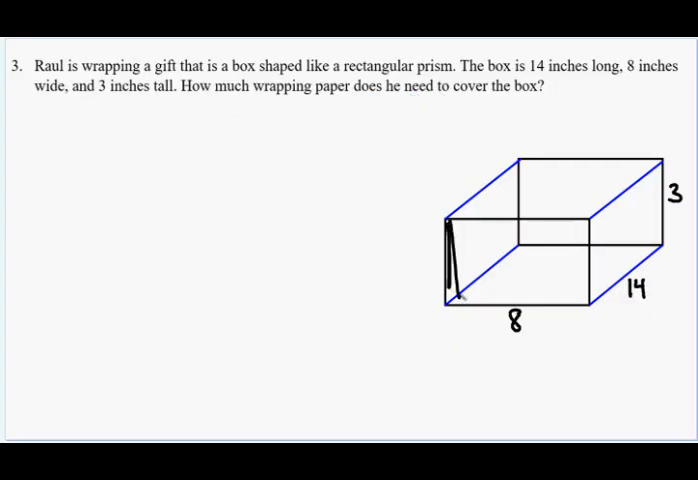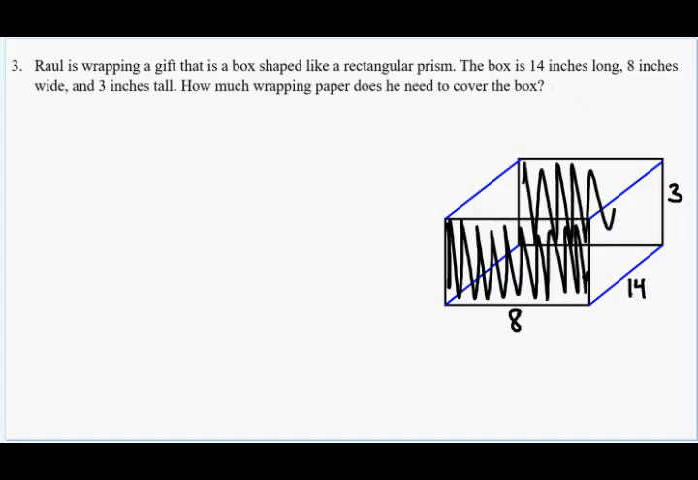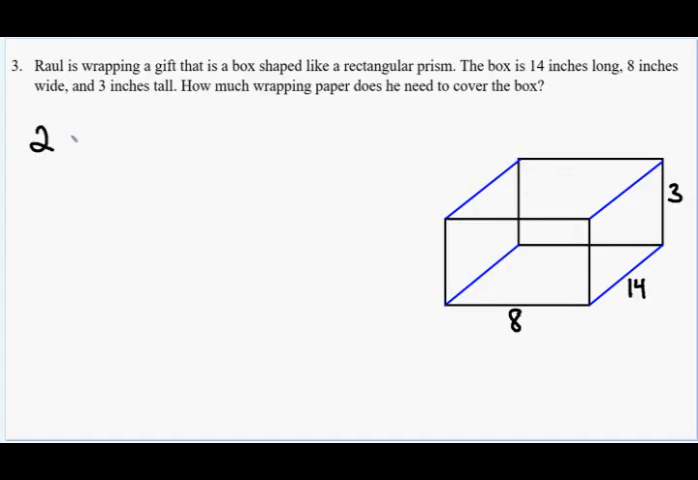All right, as always, I'm going to do my front and back first. That's going to be 8 by 3 and another 8 by 3. So we've got 2 8 by 3, and let's multiply that right now. 8 times 3 is 24. And then we're going to have the left side and the right side. Here, the right side is 3 by 14. The left side will also be 3 by 14. So we have 2 3 by 14s. That's 42.